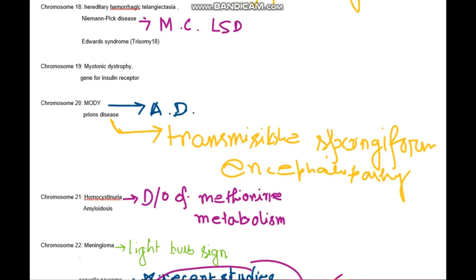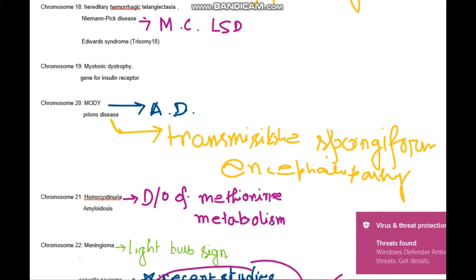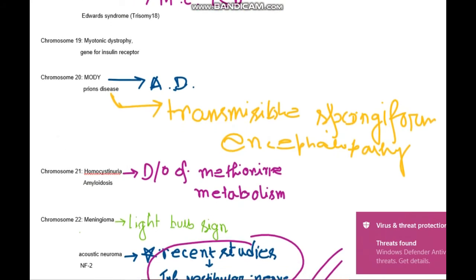MODY is a diabetes mellitus in between diabetes mellitus 1 and 2, that is why sometimes we call it diabetes mellitus type 1.5. It's an autosomal dominant condition. In the history, if you find the disease is going through all the generations, then you can say that it's a MODY. Sometimes you will get a tricky question in the exam like that.